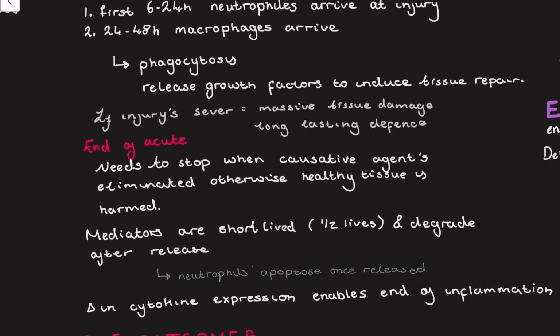Inflammation is actually a really powerful first line of defence, so when the causative agent is eliminated, it needs to stop, otherwise it can actually harm healthy tissues. Because of this, mediators of acute inflammation such as the neutrophils are quite short-lived, and they have short half-lives and degenerate after they're released.